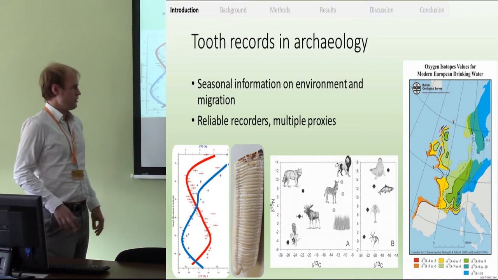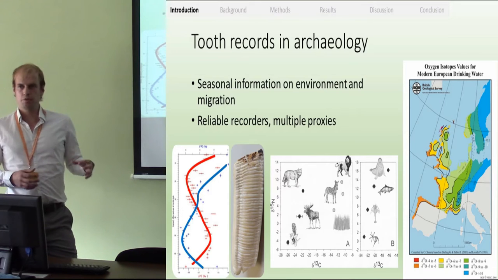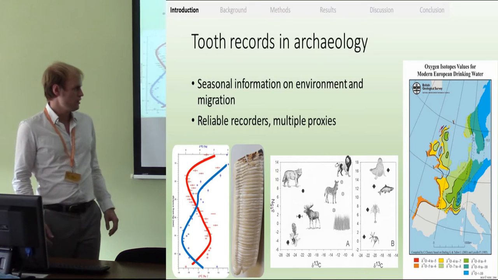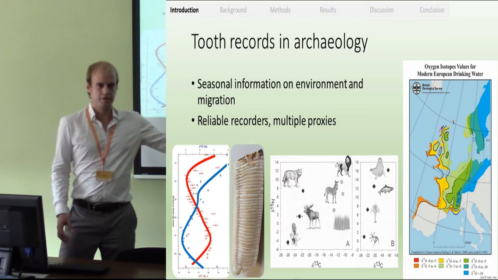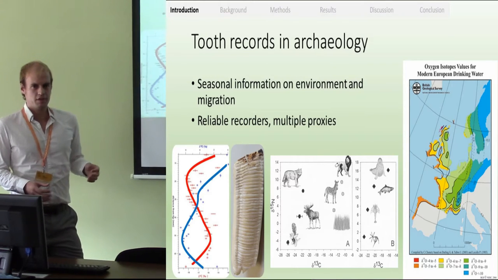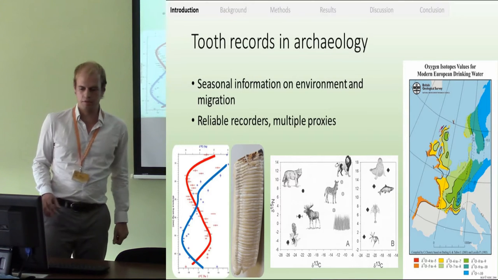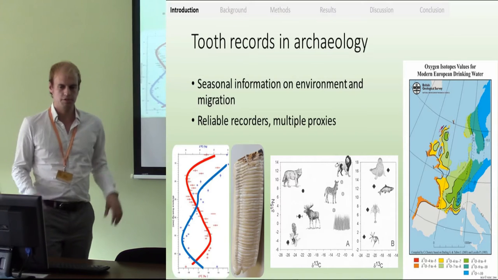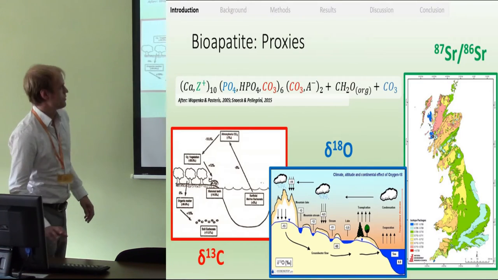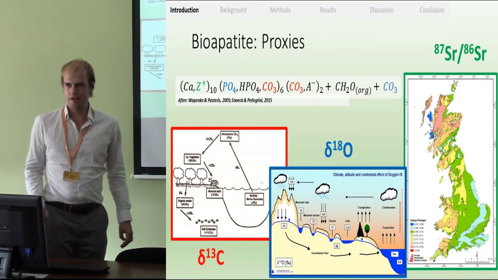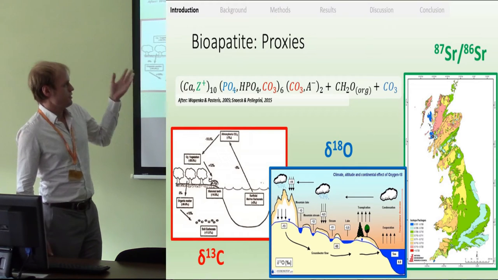The problem is a lot of these isotope systems, possibly also trace element systems, are influenced by one or more of these different effects. So mobility can influence your environment, can influence your diet. So it will be very interesting to try to disentangle these different parameters and find new proxies that can help us do that. So for that, I'll first go to the difficult chemical formula of bioapatite. Sorry for that, it mostly looks very complicated.